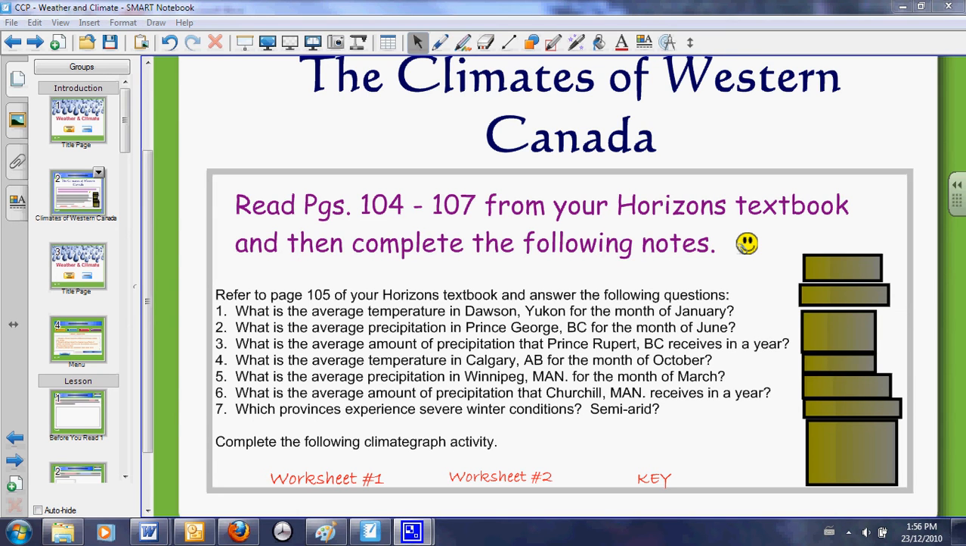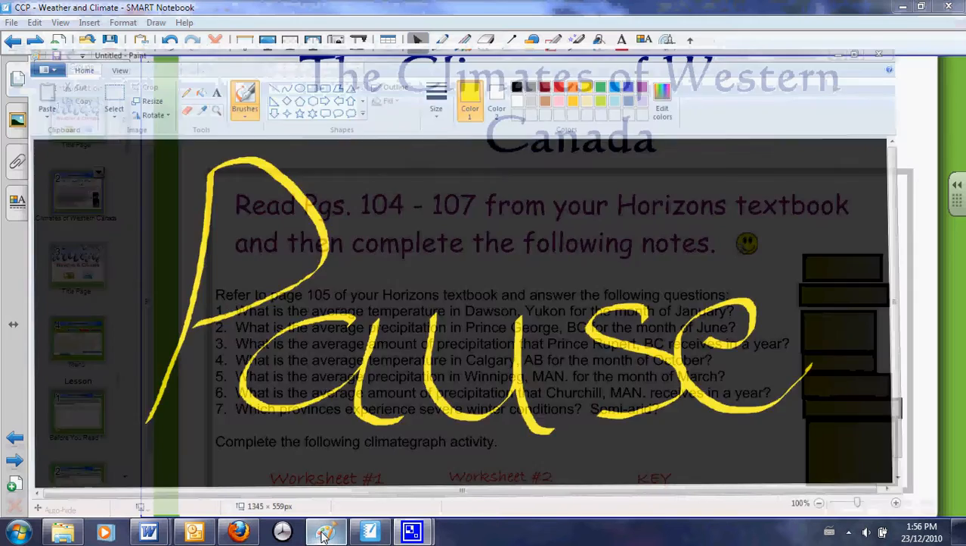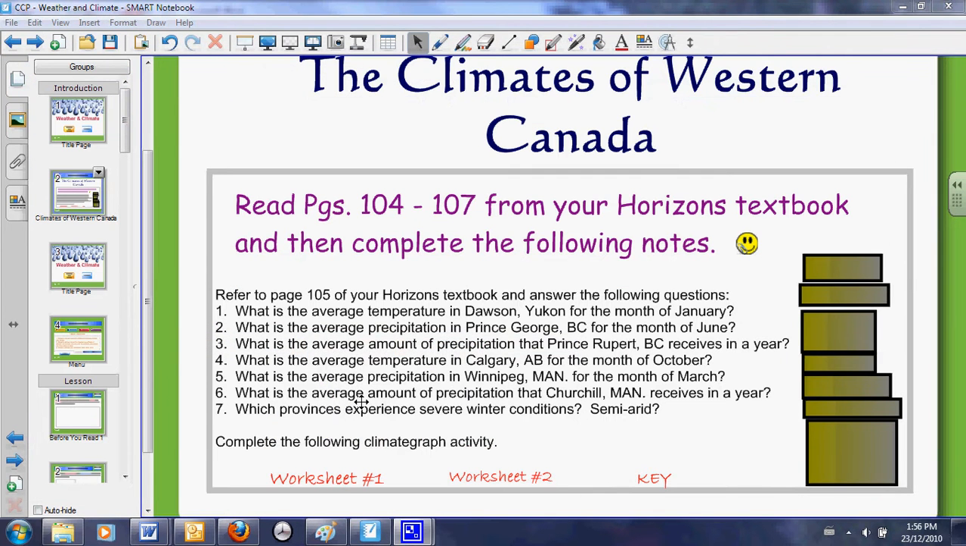This is the third unit from our Social Studies 10 Geography unit. This information can also be found in your Horizons textbook in Chapter 3, pages 104 to 107. The other thing I'd like to mention is that in this lesson, you will need to use the pause function again, only because there are several activities in here that you'll need to spend some time on. All right, let's get started.